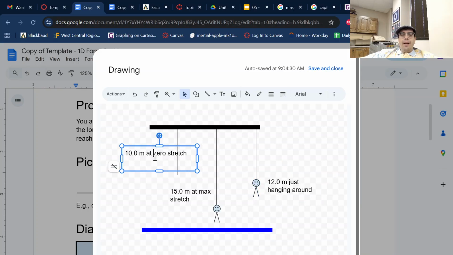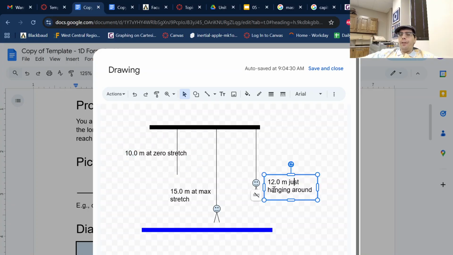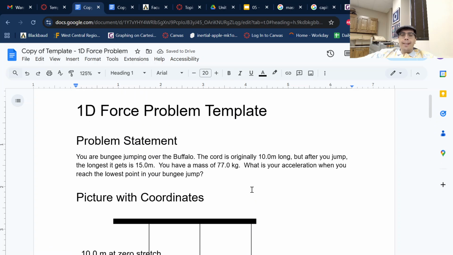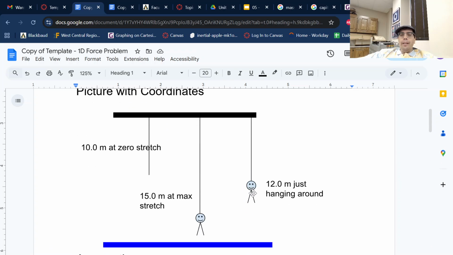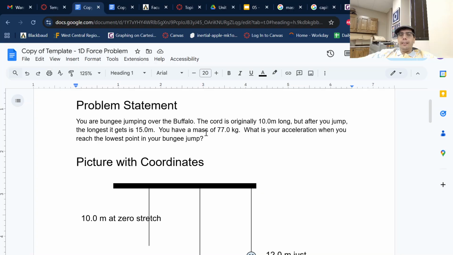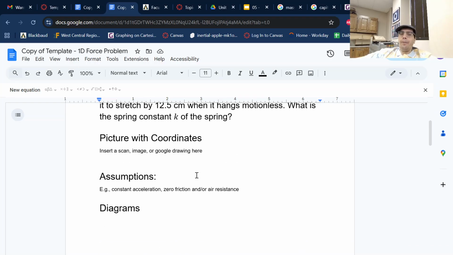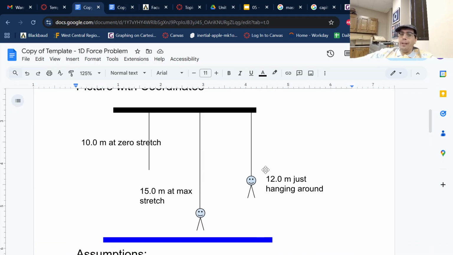So if the bungee cord is originally 10 meters long, but it's 12 meters long if you're hanging at the end of it, what would you use for delta L? 2 meters, right? And then in that case, the pull, the amount of force on it, would be just the weight of you. So this would be exactly the same. There's no picture of watermelon over here anymore. It would be exactly the same as watermelon.